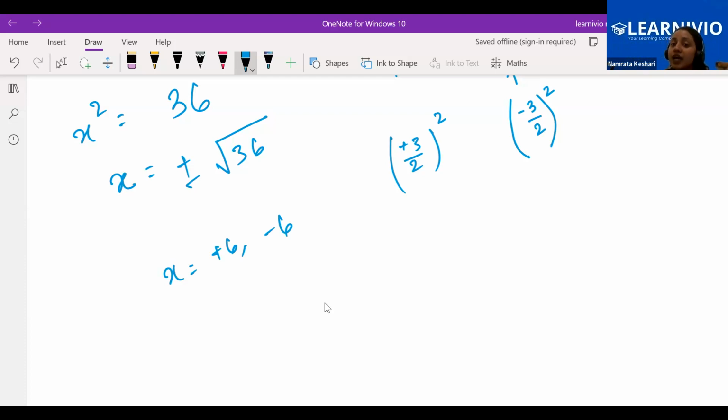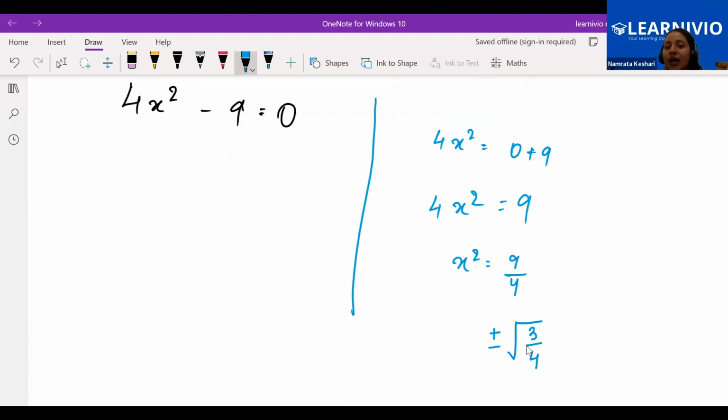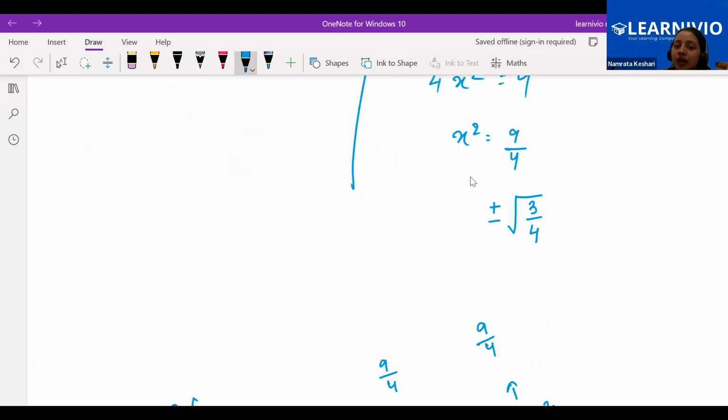Okay. That means we are understanding that plus 6 square is also 36 and minus 6 whole square is also 36. So this is the value of x. We have got two different values of x. Here is the square root I have written. It will be plus minus, because the square root you will write like this, plus minus square root of 9 by 4, which will be 3 by 2 only, right? Yes. So two different x values we got. One is plus 3 by 2, another is minus 3 by 2.